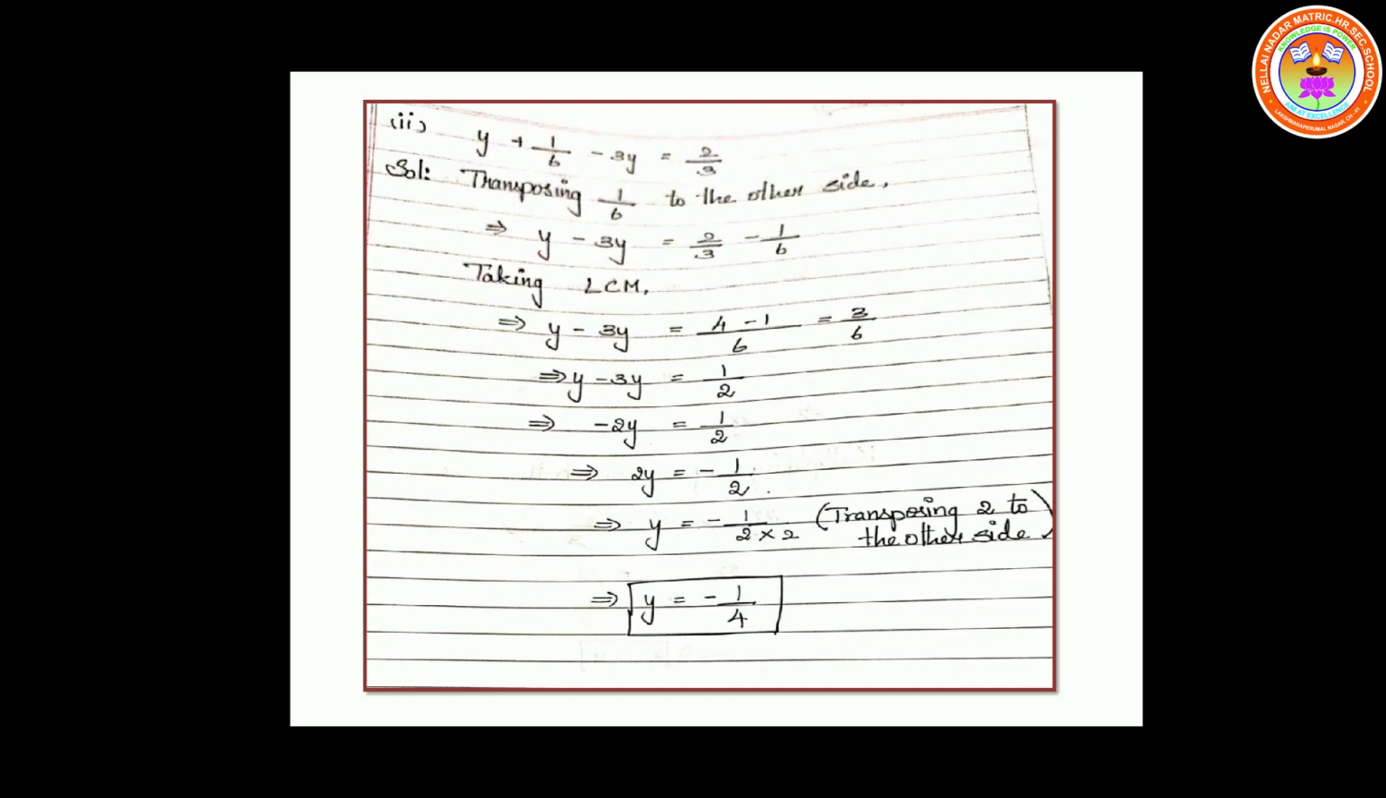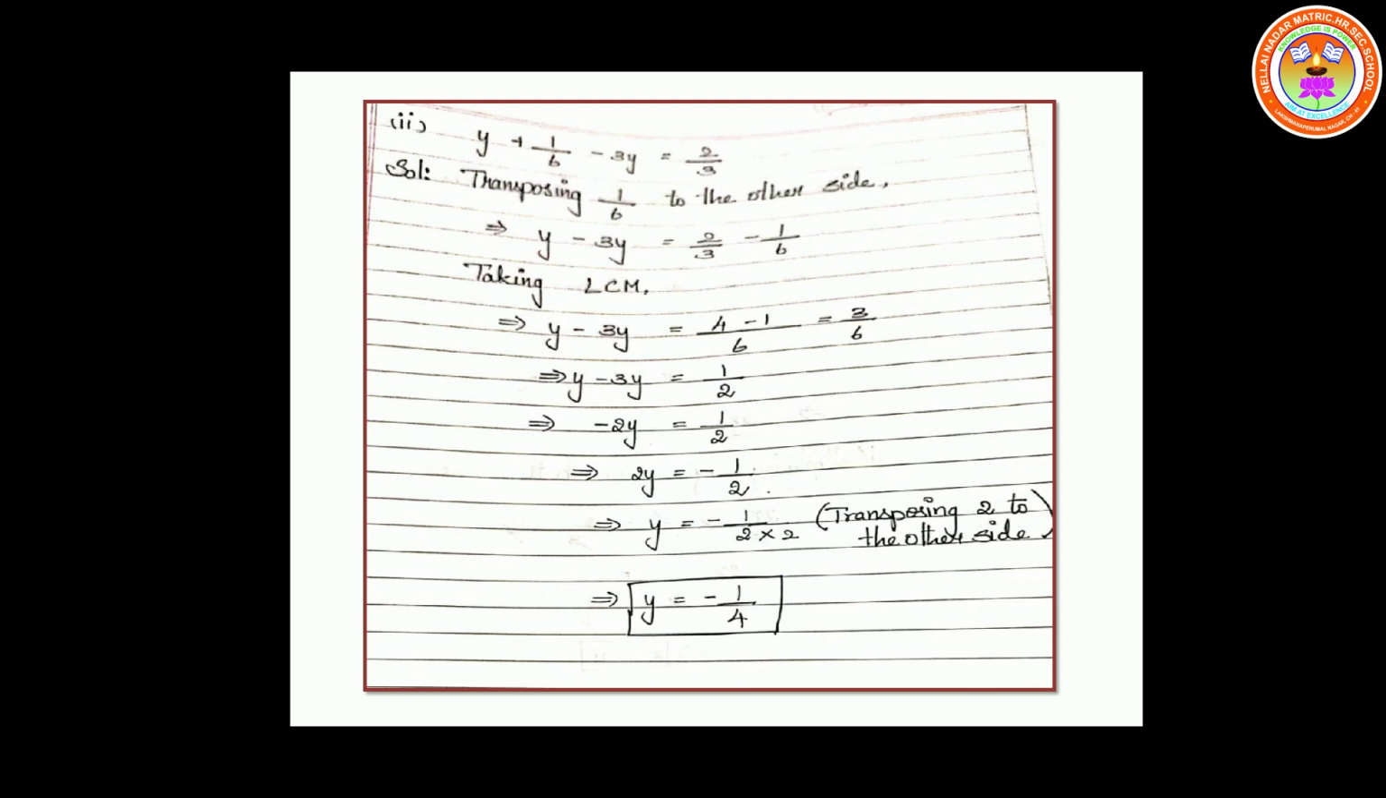So first let me transpose 1/6 to the other side. It is + 1/6, when I transpose it becomes - 1/6. So what is remaining? y - 3y = 2/3 - 1/6. Now here in my right hand side I am going to take the LCM, leaving the left hand side as it is for now.